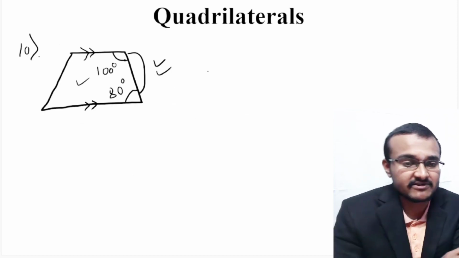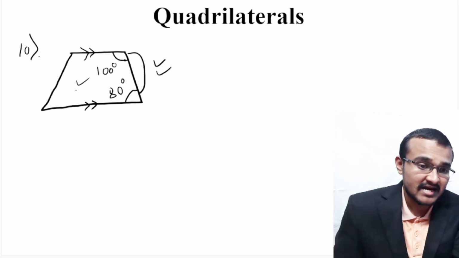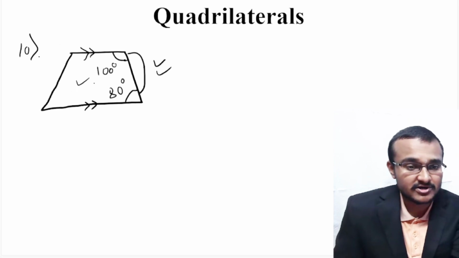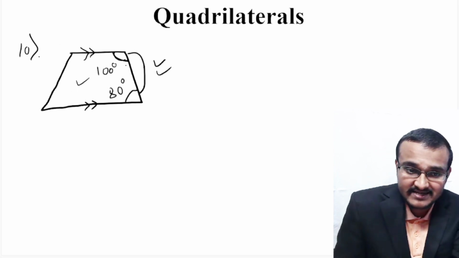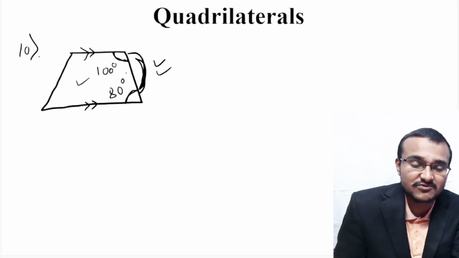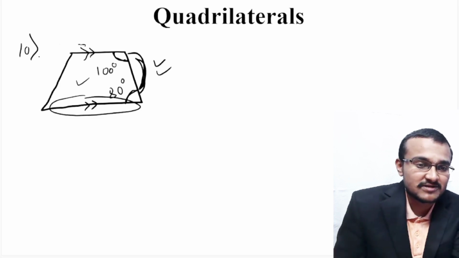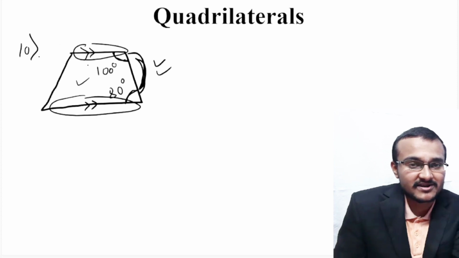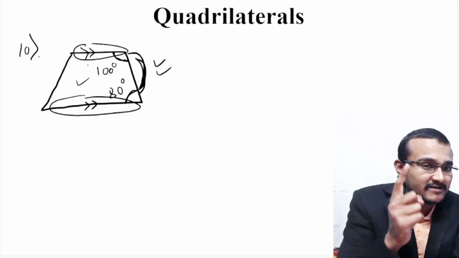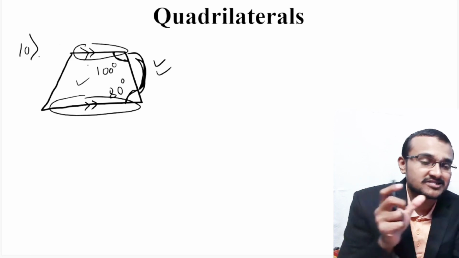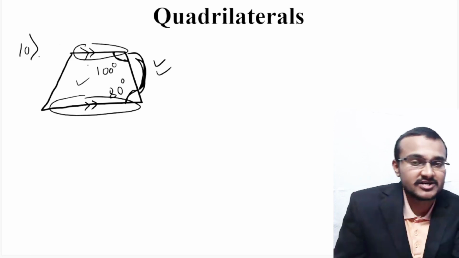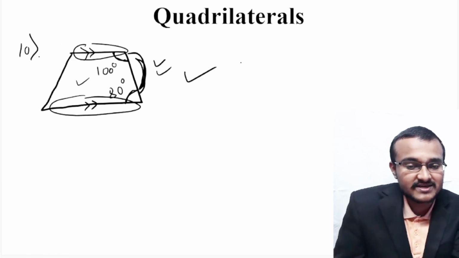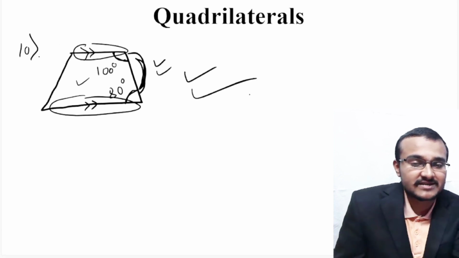Coming to the 10th question, they have given this particular figure and they have asked whether this is a trapezium or not. They have given this angle as 100 degree and this angle as 80 degree. So the sum of these two adjacent angles is equal to 180 degree. Then that shows this particular line is parallel to this particular line. So this shows at least one pair of line segments are parallel to each other in this quadrilateral. Hence, this particular figure is a trapezium.